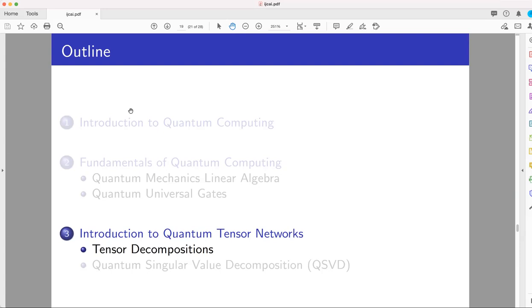The last issue we want to talk about is quantum tensor networks. It covers two basic topics. The first one is tensor decompositions.